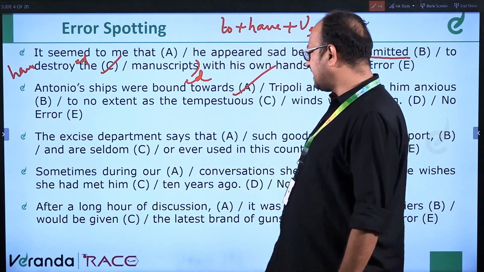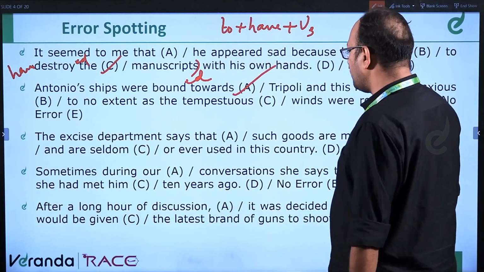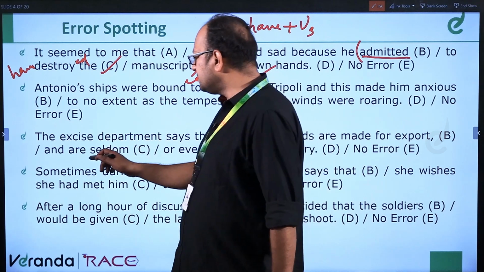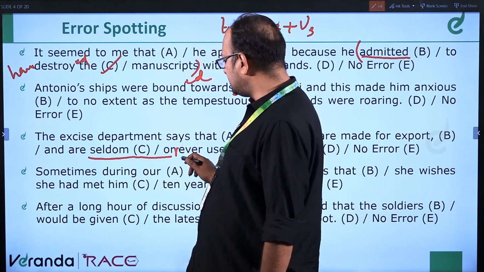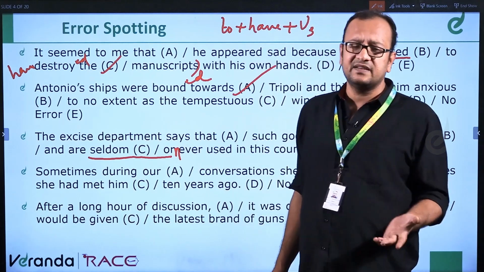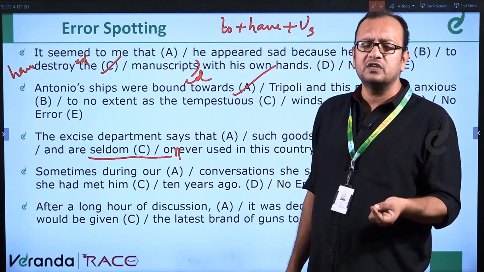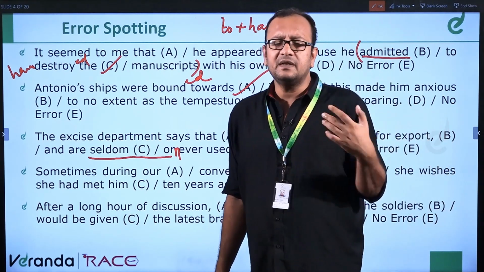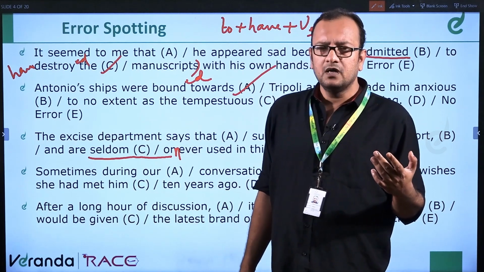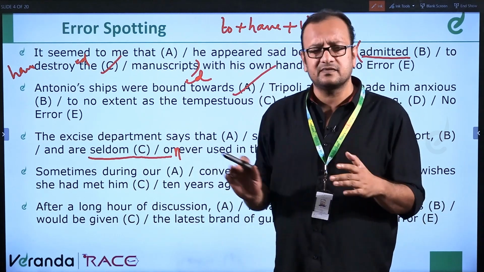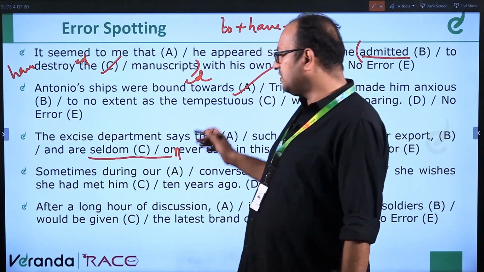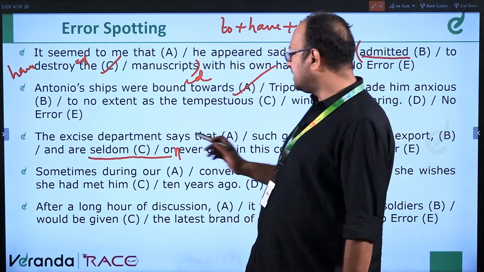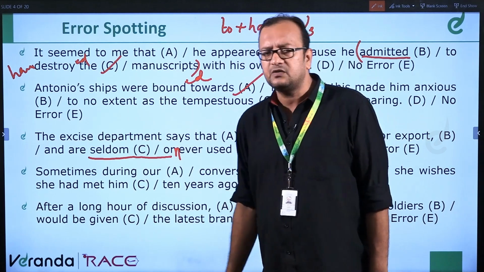The excise department says that such goods are made for export and are seldom or ever used in this country. See, seldom is followed by never. Seldom is itself a negative statement, which means very low in number or quantity, less frequent in time. For example, if we say, he seldom comes to my home, means he never comes, almost never. So, seldom or never would go together. Seldom or ever is incorrect. So, error is in part D. Seldom or never used in this country, that will be the correct answer.